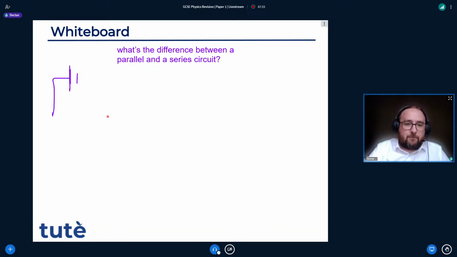A series circuit will have one component, then the next component, then the next component, and it'll just keep having component after component after component. So here I've used some bulbs, maybe not the neatest. I probably could have used a ruler. So a series circuit will be one loop.